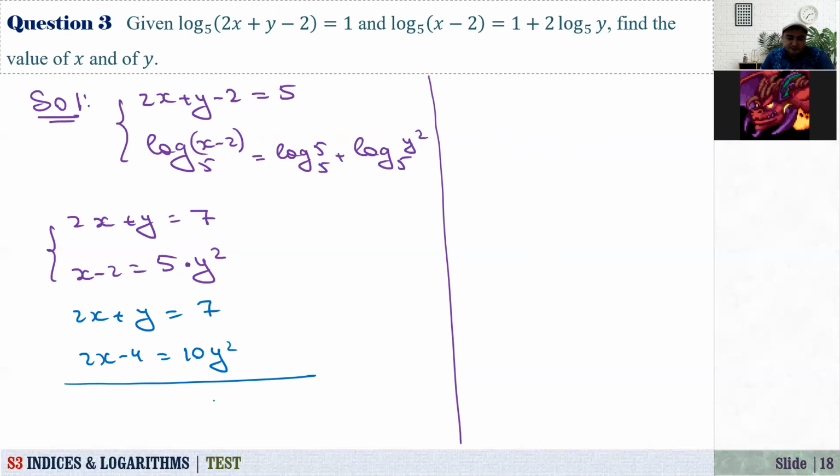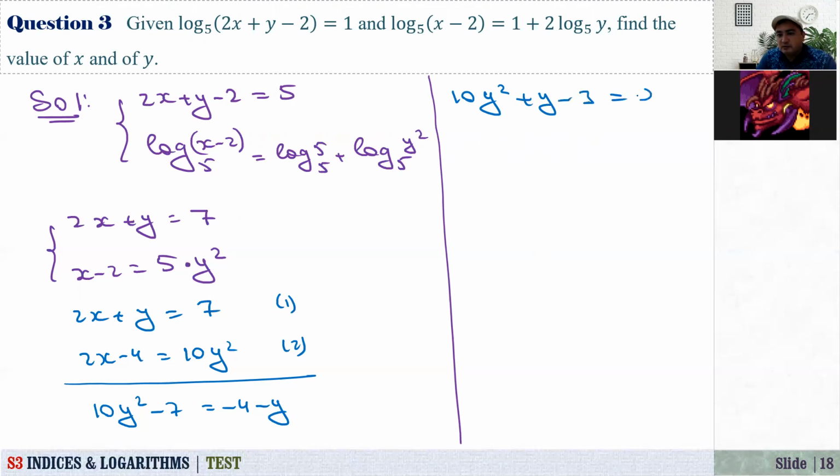So if you subtract the first equation from the second one, 10y squared minus 7 is equal to -4 minus y. Right? I just subtracted the first equation from the second equation. So if you take everything to the right-hand side, then here we have 10y squared plus y, -7 plus 4, it is -3. That's equal to 0. Okay. So now let's try to solve this by factorization.